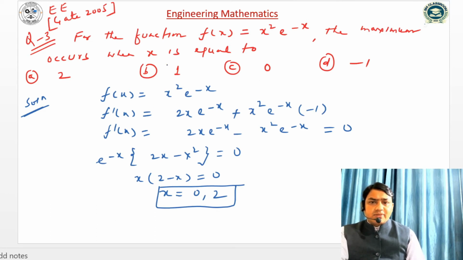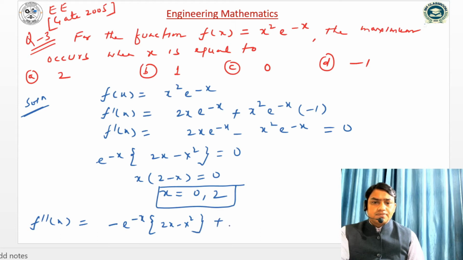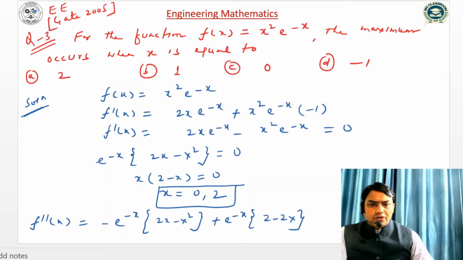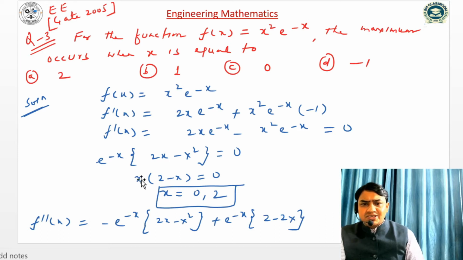So for the function to attain maximum value, we have to find the second derivative of f x. So f double dash x is, we can take this value, e to the power minus x into 2x minus x square. So it will be minus e to the power minus x into 2x minus x square plus e to the power minus x into 2 minus 2x. If I compute the value of f double dash x for the two stationary points, that is 0 and 2, we will get whether the function attains maxima, minima, or it might be a saddle point.